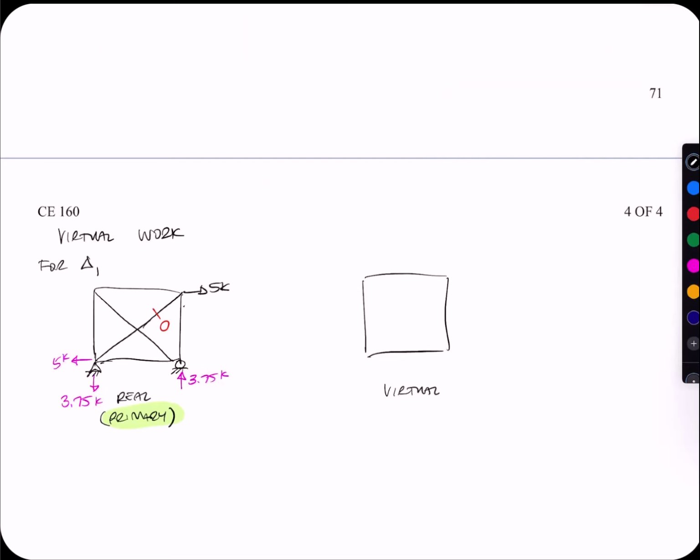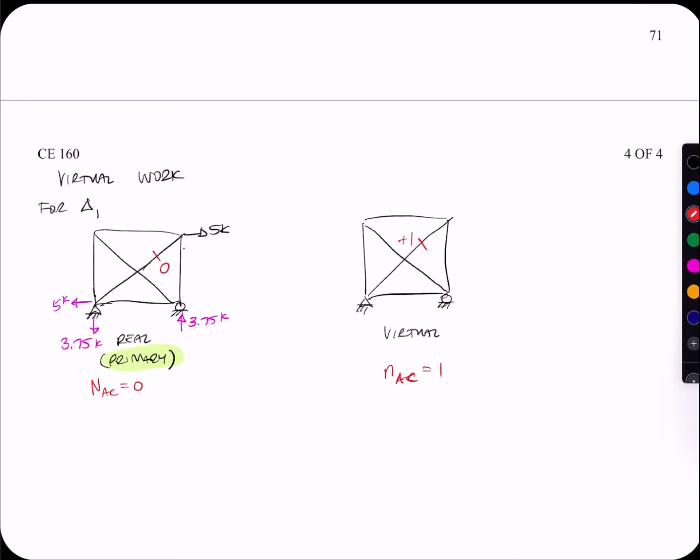Virtual structure looks exactly the same, except we don't have that 5 kip load, and instead this member has a unit load on it because we were trying to calculate the displacement at delta 1, just the displacement in that member. Here NAC is 0, here nAC is 1. Now we just have to find the rest of the member forces.